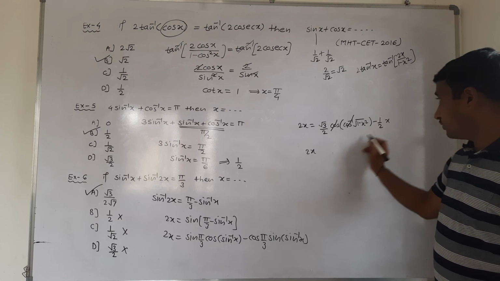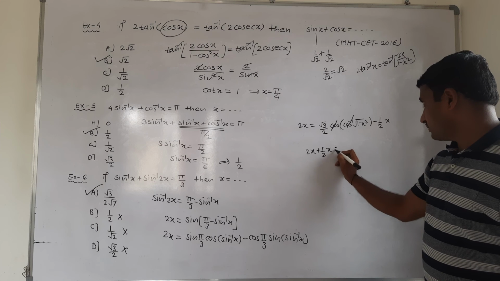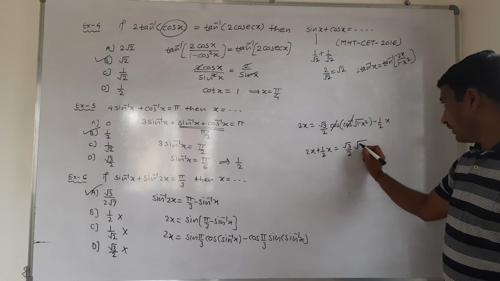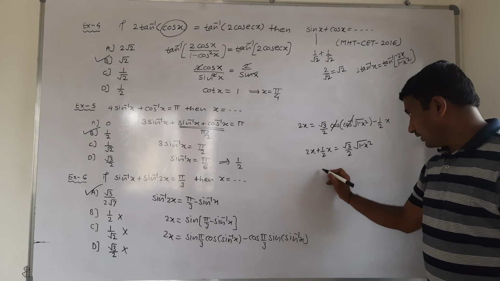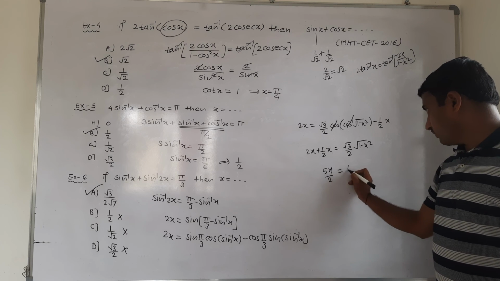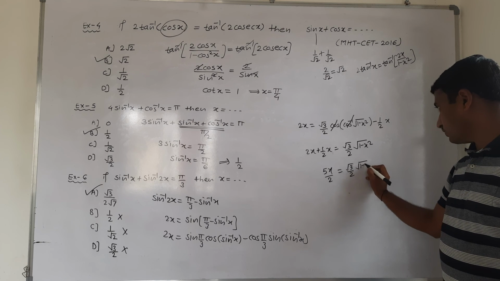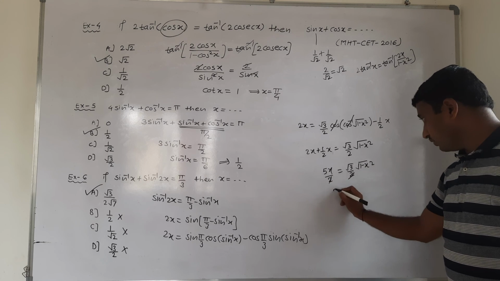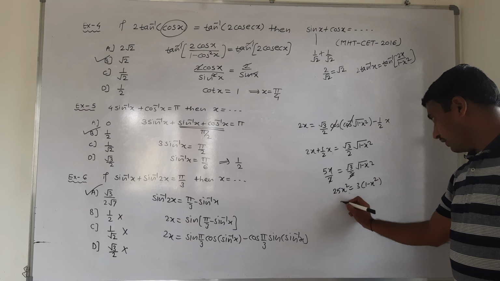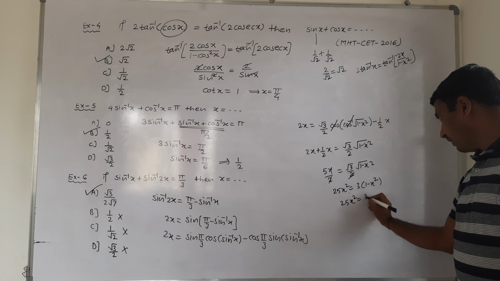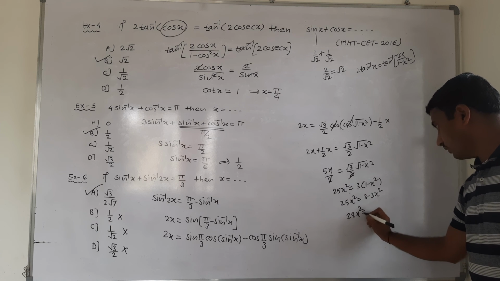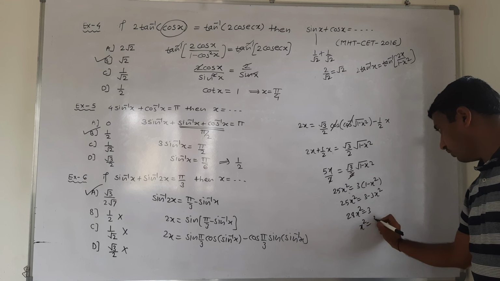2x minus 1 by 2 x, I write plus 1 by 2 x, is equal to root 3 by 2, and the cos inverse cancels, square root of 1 minus x square. Now 2 2s are 4 plus 1, 5x by 2 is equal to root 3 by 2 square root of 1 minus x square. The 2 2 gets cancelled. Squaring, 25x square is 3 times 1 minus x square. Therefore 25x square is 3 minus 3x square. Transferring 3x square, 28x square is equal to 3. Therefore x square is equal to 3 upon 28.